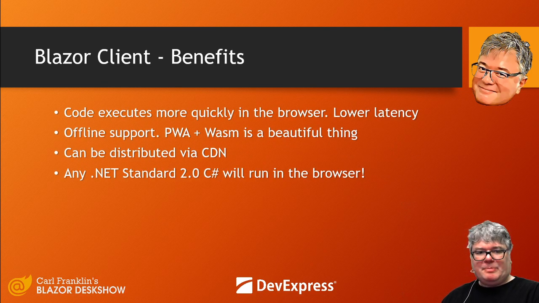We'll talk about the benefits and the drawbacks of the WebAssembly model. On the plus side, the code executes more quickly because it doesn't have that extra latency for the UI round trip. Okay? It's just pure code running in the browser. There is offline support through progressive web applications. Basically, you can cache the data. You can load and save it to local storage. There's all sorts of offline scenarios. You can distribute it with a CDN, a content delivery network. And again, any .NET Standard 2.0 assemblies will run in the browser. So it's very compatible with a lot of .NET Core.